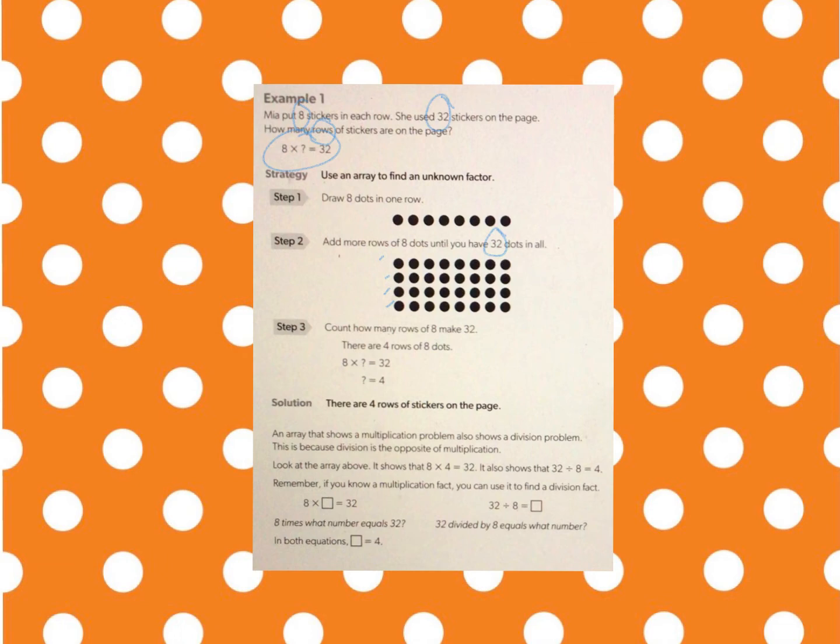So you can solve it any way. You can think 8 and count up to 32 and think how many times you have to count up by 8, or you can think 32 and divide that by 8, and do the same exact way by solving it with an array.